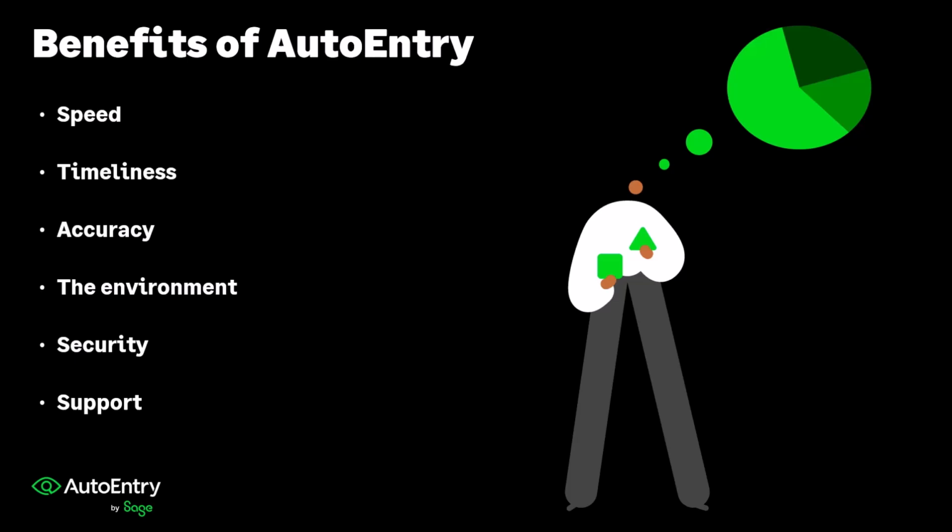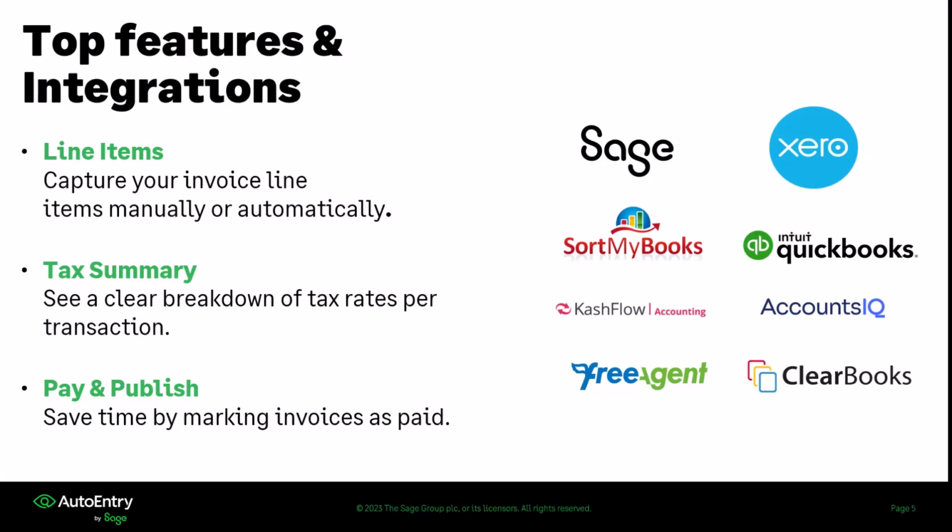The main benefits of AutoEntry are the speed, so it is going to save you a lot of time compared to manual data entry. The extraction is also very accurate, so it is going to cut down on mistakes made from human error. And you can take advantage of our security and support infrastructures as well. We integrate with many accounting softwares such as Sage, Xero, and QuickBooks.